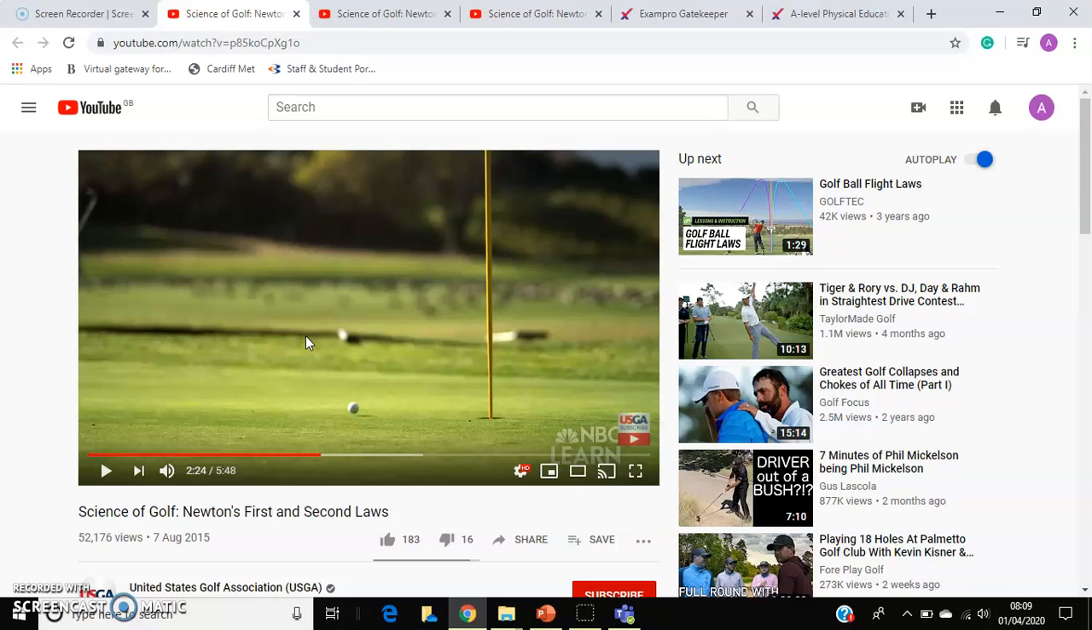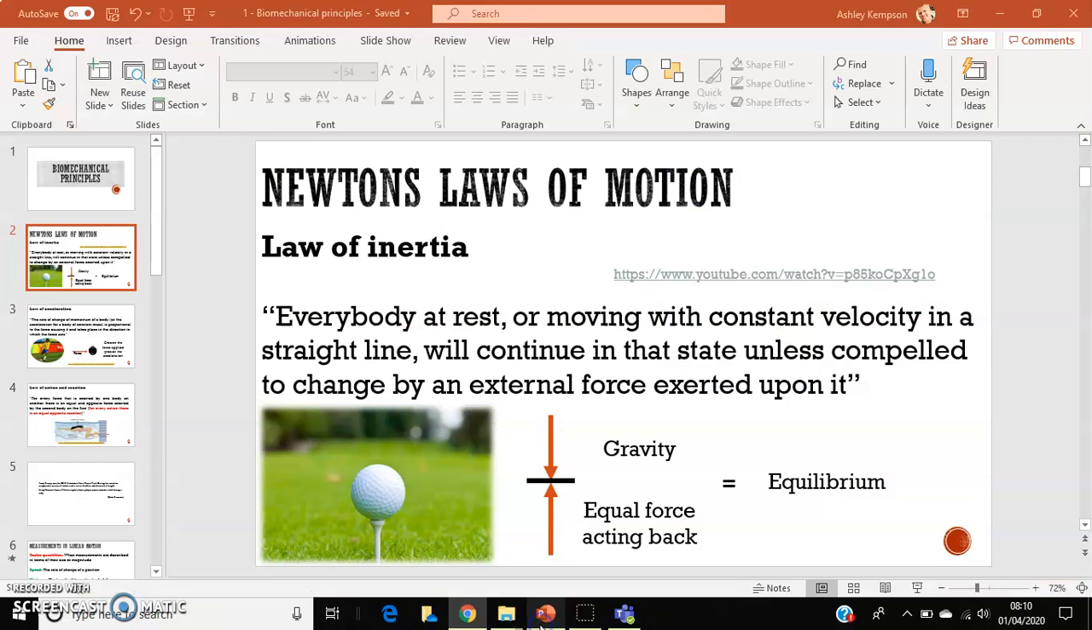And again, we can relate that to any sort of example. So, for example, an individual will stay at rest unless it is acted upon by an external force, or provided an external force. So any sort of muscle contraction can cause a human, an athlete, to overcome their state of inertia at rest. So just be mindful of that as we go through.